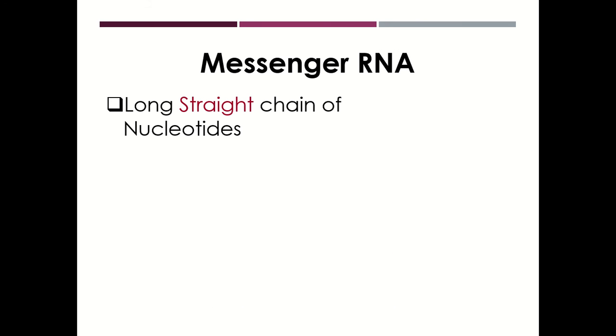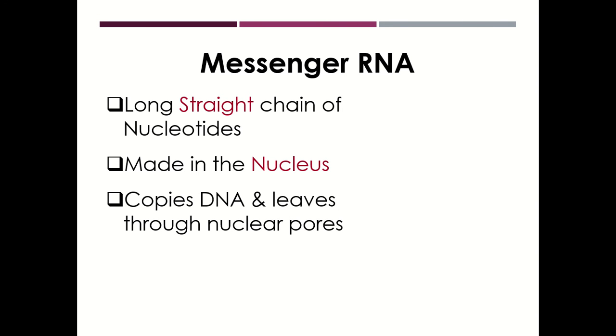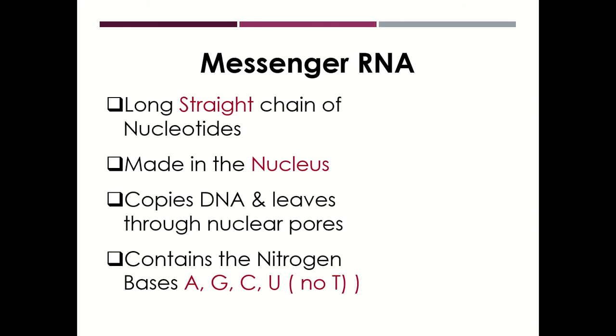So mRNA or messenger RNA. Messenger RNA is a long straight chain of nucleotides made in the nucleus and copies DNA and leaves through nuclear pores. So meaning it contains the nitrogen bases, the adenine, guanine, cytosine, and uracil. So as you can see, wala ng T. Wala tayong thymine dito kasi ang papartner ni adenine ay si uracil. So made in the nucleus. So RNA, made in the nucleus, copies DNA and leaves through nuclear pores.